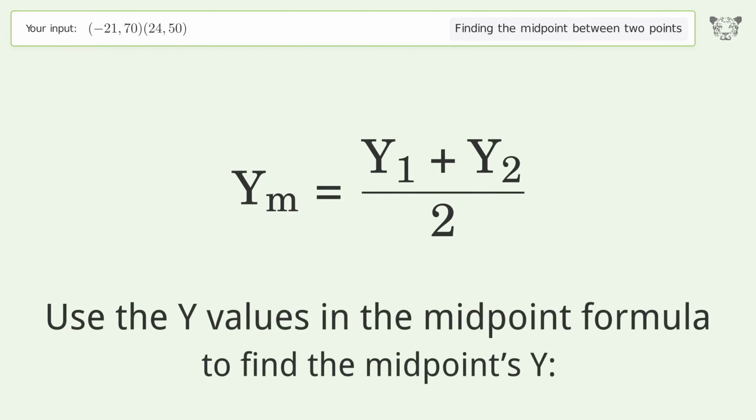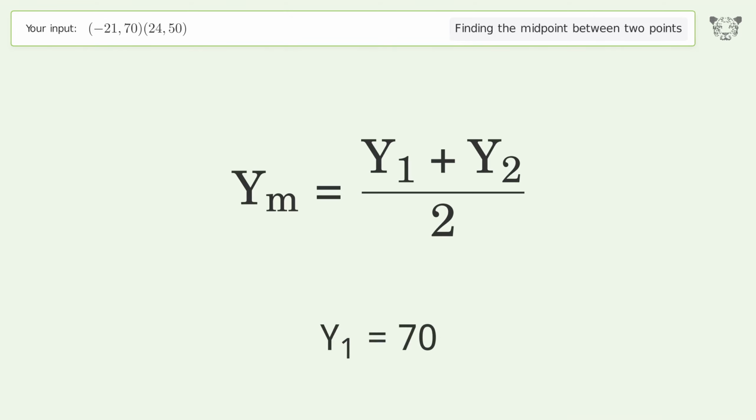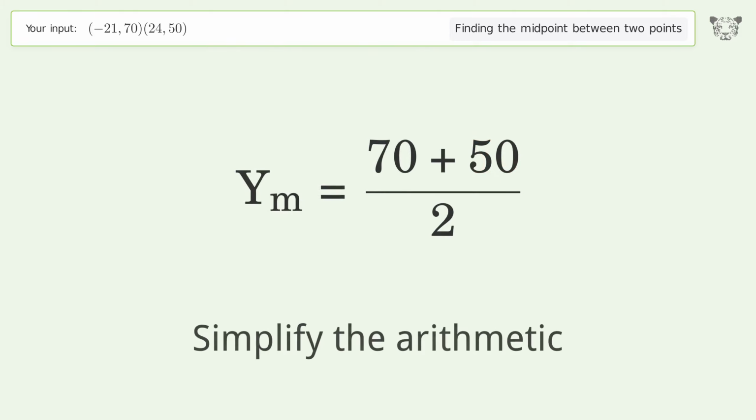Use the y values in the midpoint formula to find the midpoint's y. y1 equals 70. y2 equals 50. Simplify the arithmetic.